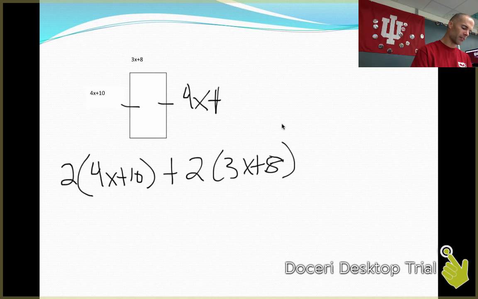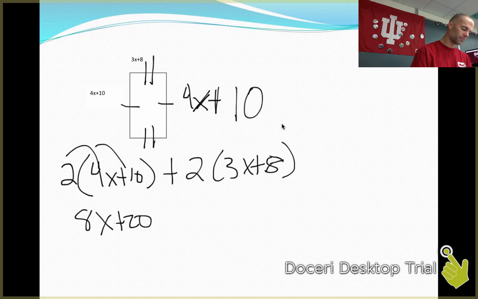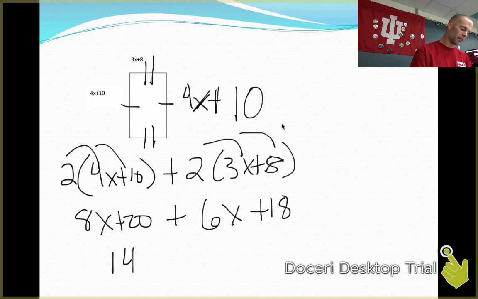Sorry, my pen's going out on me here. There we go. Same thing down here. If this is a 3x plus 8, down here is also the 3x plus 8. So we'll distribute. So that gives you 8x plus 20. Same thing. 6x plus 18. Combine your like terms, so that gives you 14x plus 38.